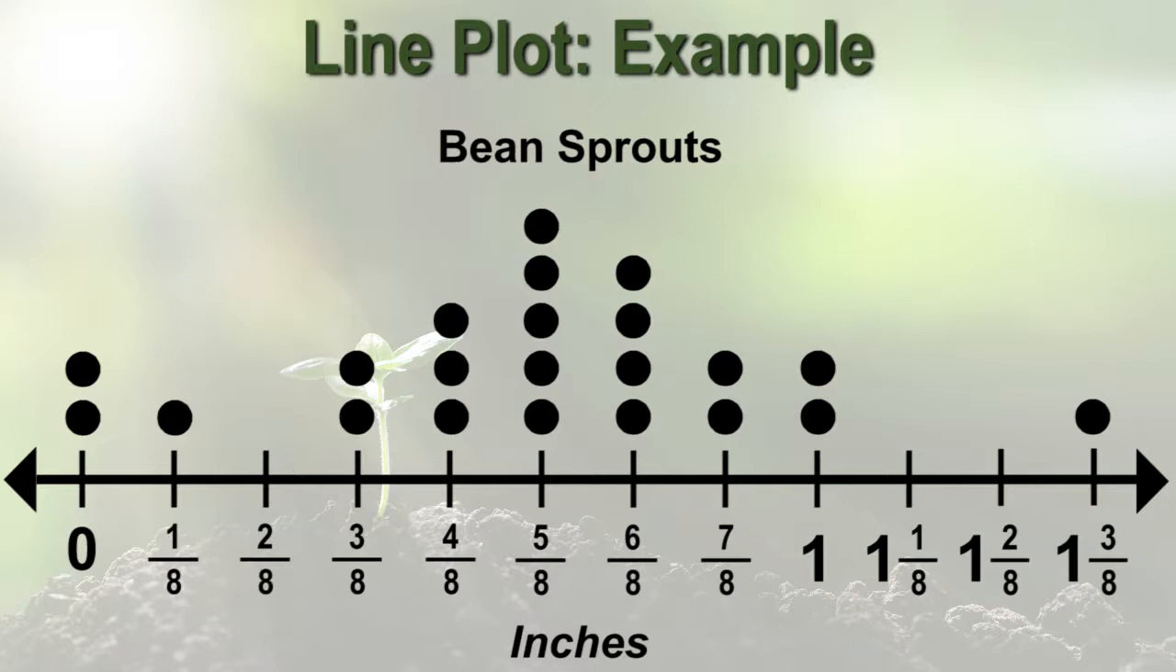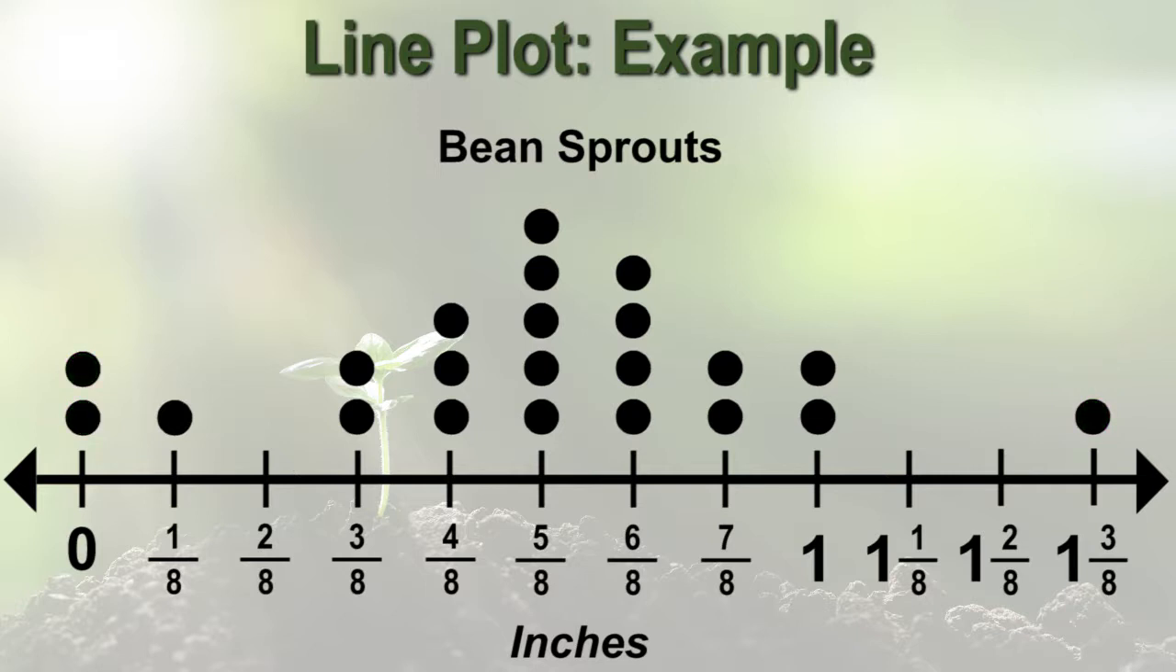We can examine the line plot for patterns found within the data. For example, we can see the highest and lowest values. On this dot plot, 2 bean sprouts grew 0 inches, which is the lowest value, and 1 bean sprout grew 1 3/8 inches, which is the highest value.